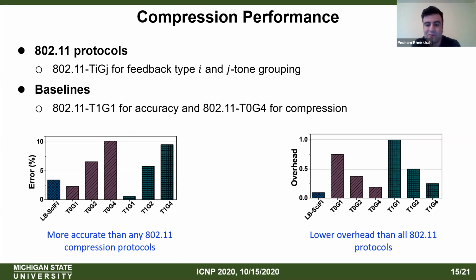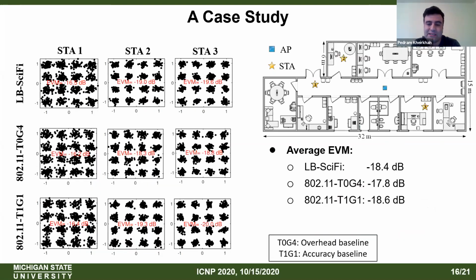In terms of overhead, LB-SciFi is better than all the settings in the Wi-Fi standard. So we can claim that LB-SciFi is more accurate than any compression protocol in the standard, and at the same time, it entails the lowest overhead. To go into more detail, we have a case study here.